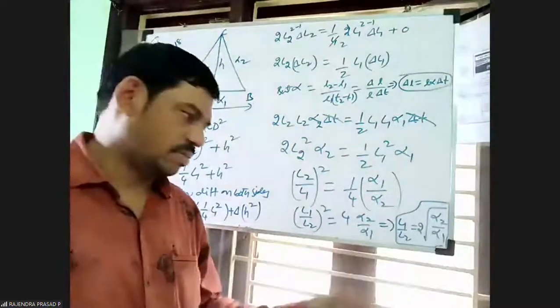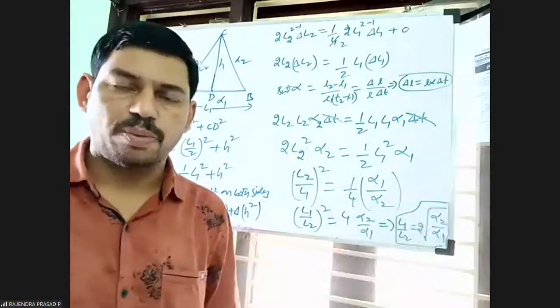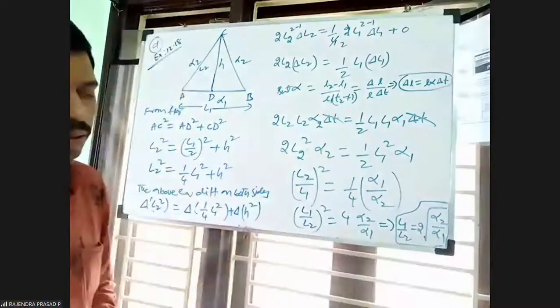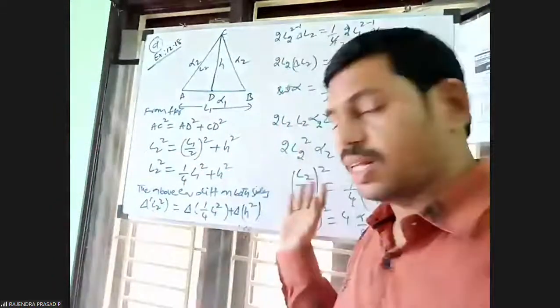Next, this is one relation: the relation between alpha 1 and alpha 2 is one problem, and different lengths is another problem. Two problems are there. This question asks two types: one is a different length, another is the same length.